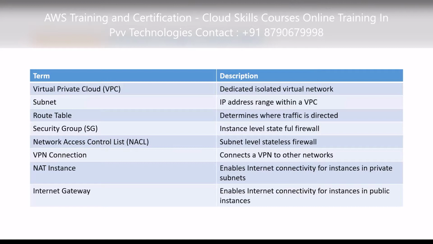A VPN connection connects the VPC to other networks like a corporate office network or a customer network. It can be anything. NATing enables internet connectivity for instances in private subnets, so if you want to use a private subnet, you need to have NATing. An internet gateway enables internet connectivity for instances in public subnets. Any questions here?